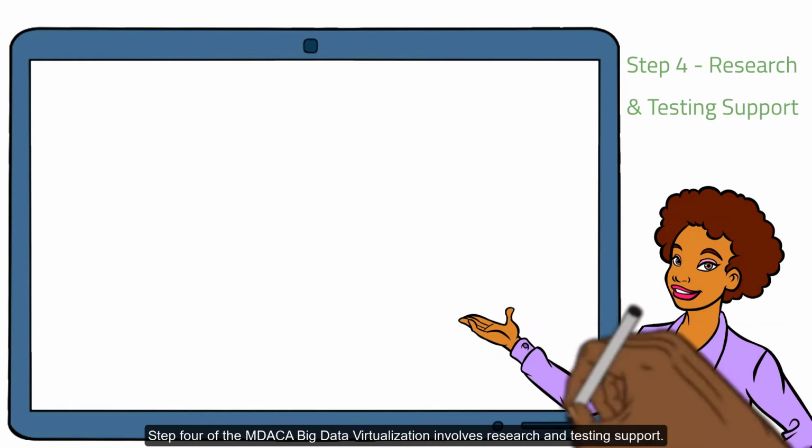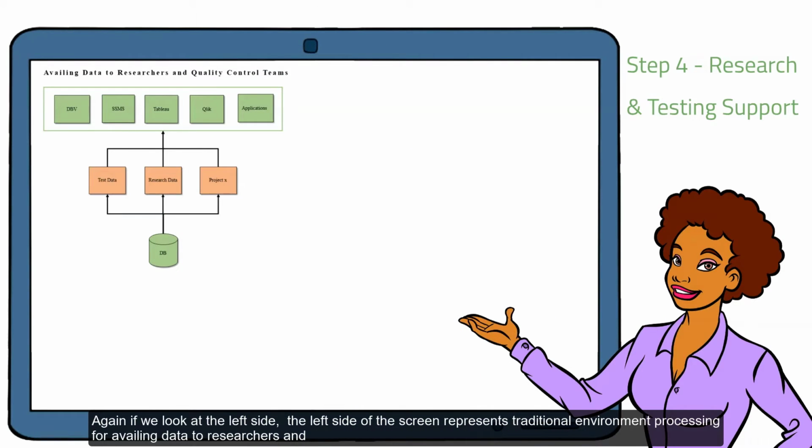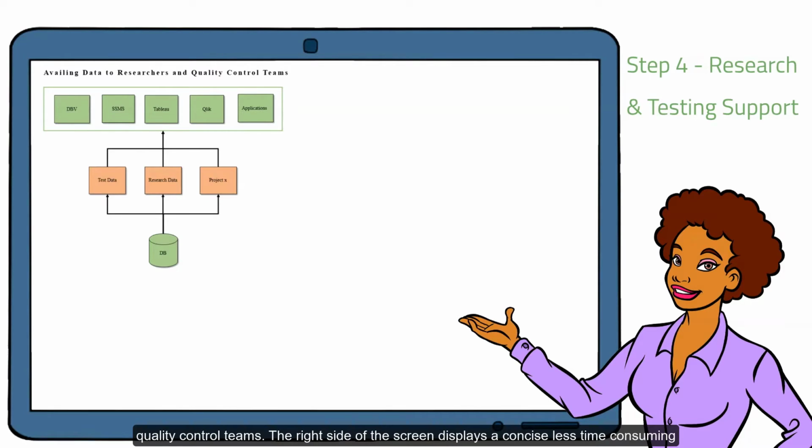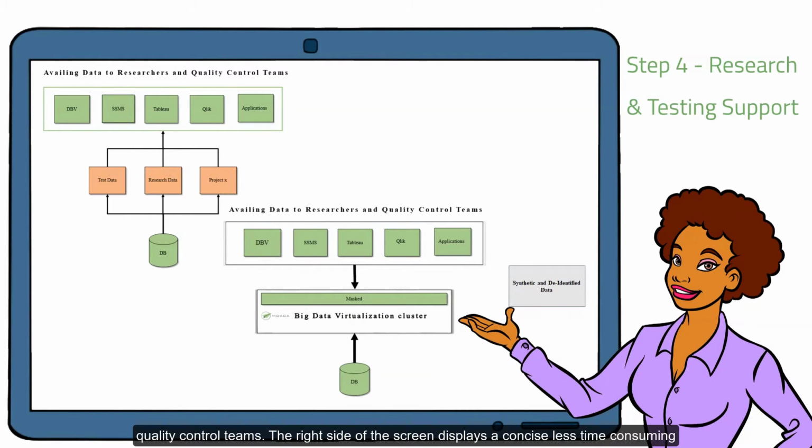Again, the left side of the screen represents traditional environment processing for availing data to researchers and quality control teams. The right side of the screen displays a concise, less time-consuming, and direct approach to availing data to researchers and quality control teams using MDACA Big Data Virtualization Cluster approach.